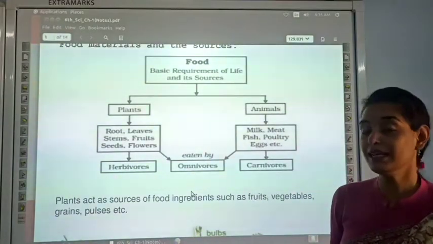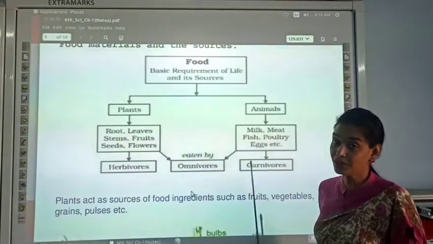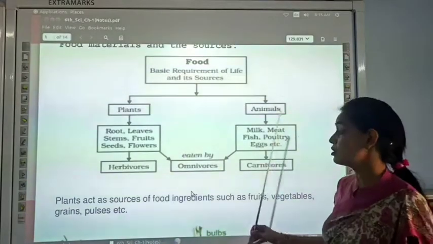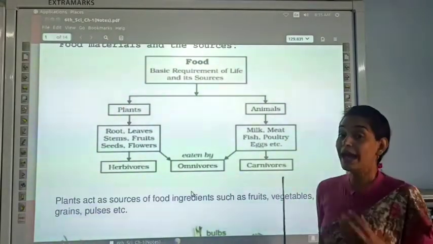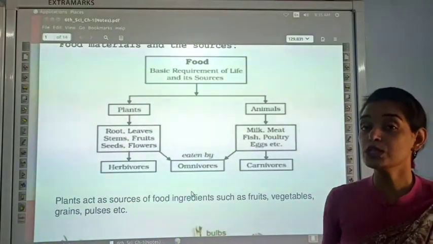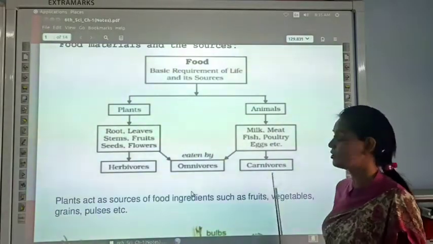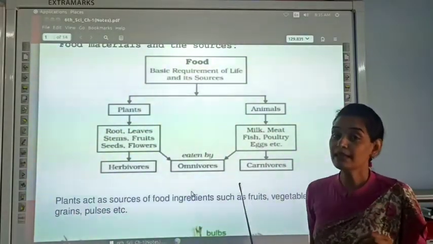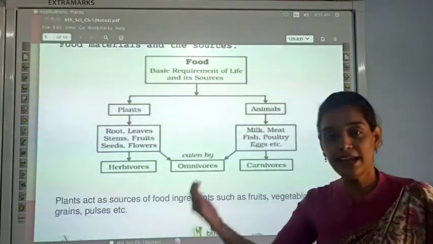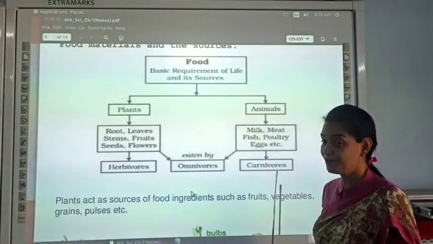What is the source of milk? Animals. And meat, fish, poultry, eggs, etc. And honey. Yes, honey also we get from animals. So an animal which eats other animals, which eats raw flesh, meat, that is called a carnivore. Those animals which eat other animals or their flesh are called carnivores.